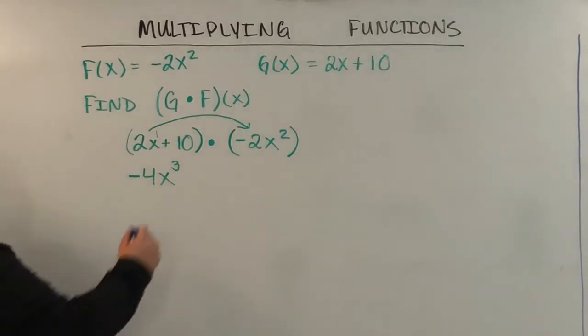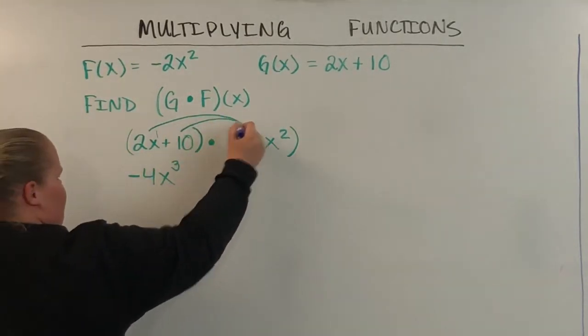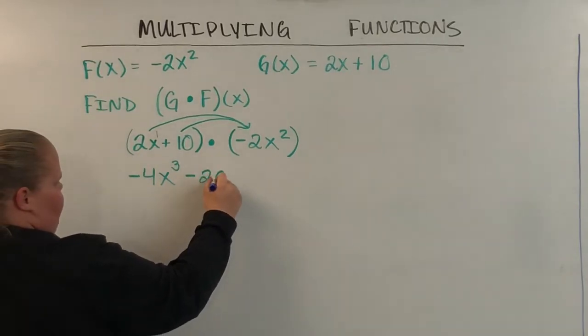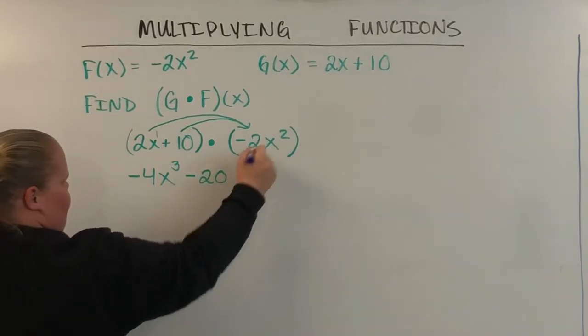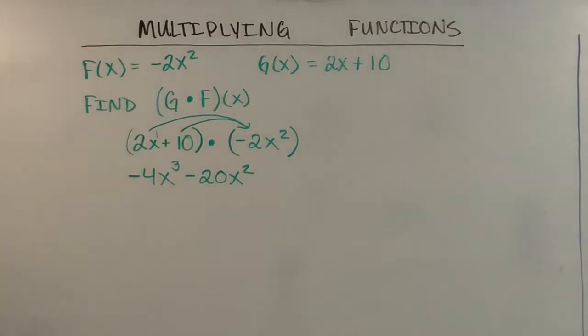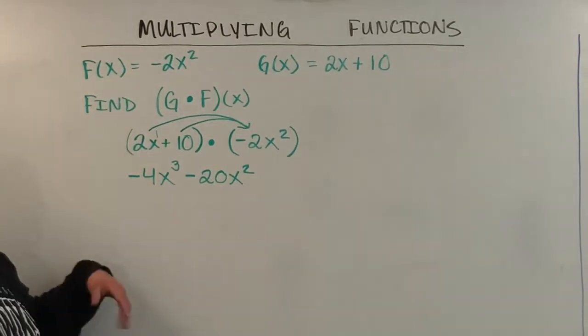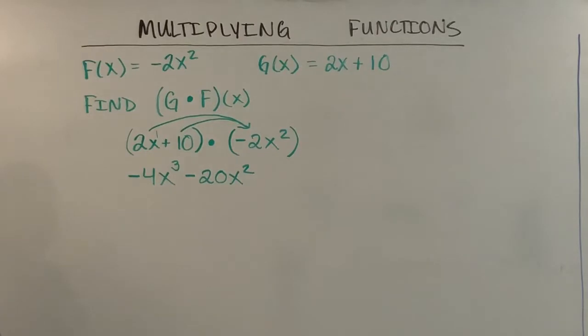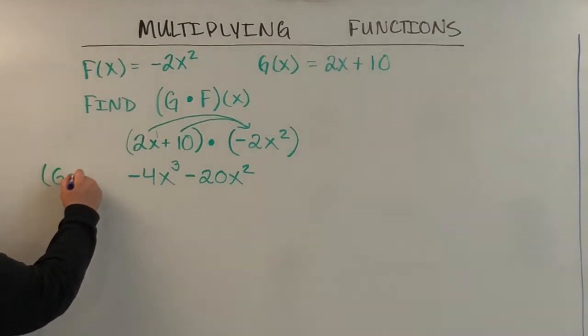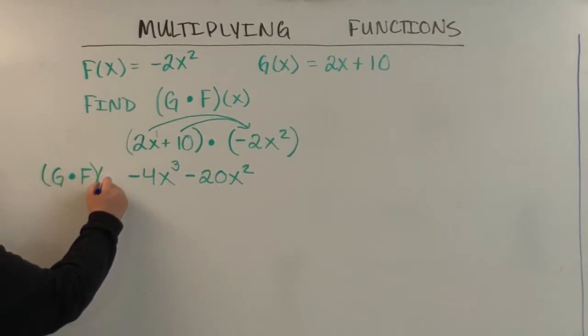So that's done. Now we're going to multiply 10 times negative 2x, 10 times negative 2, that's negative 20, and then just the x squared on the end. There's nothing to evaluate. I'm not plugging anything in, so we should be good to go. This is g times f of x.